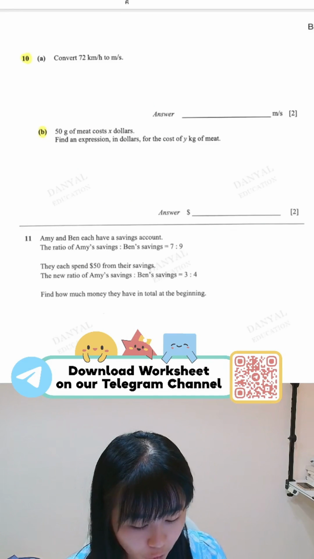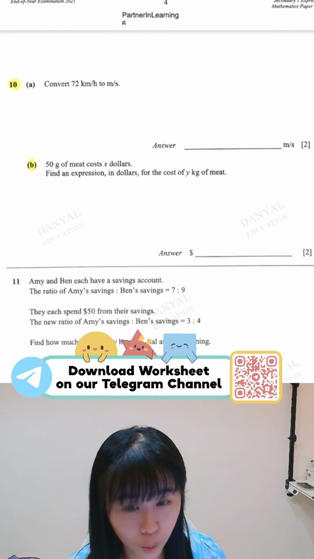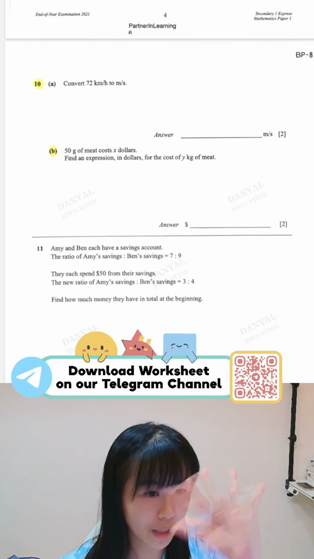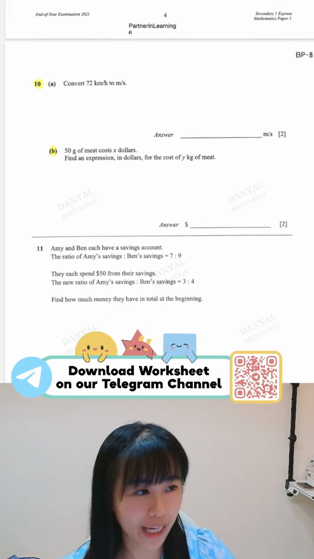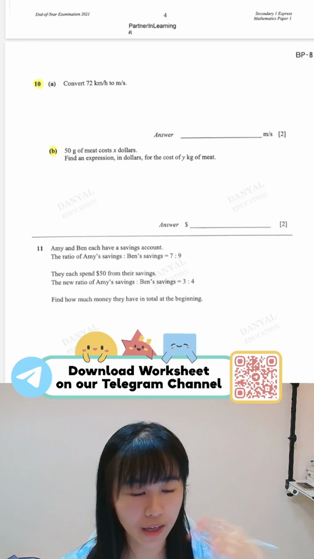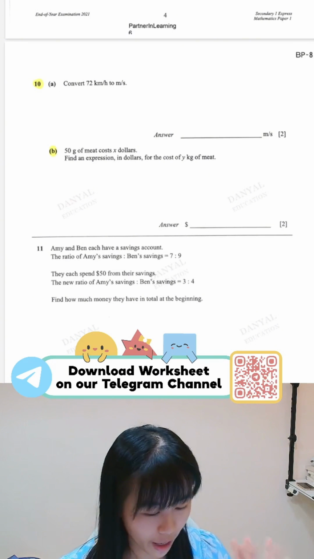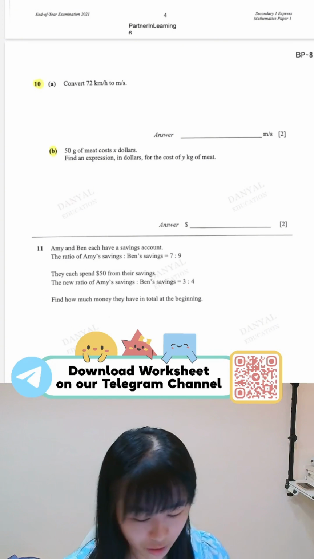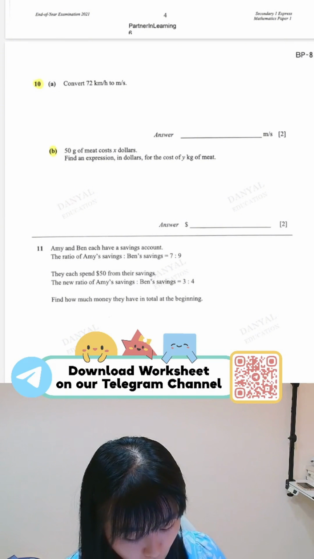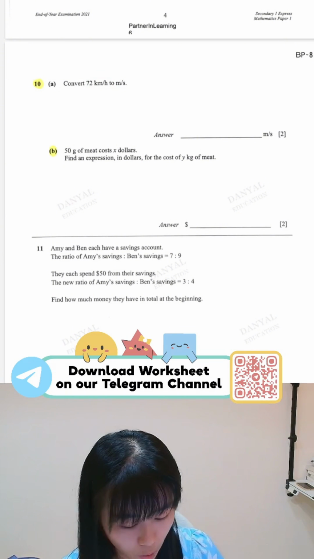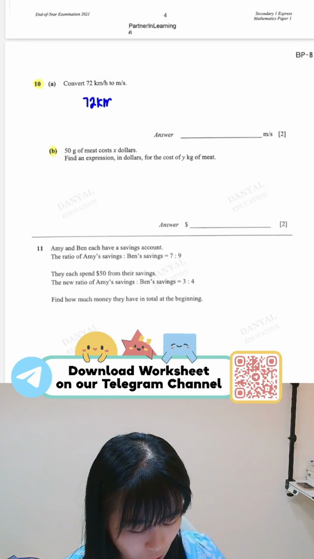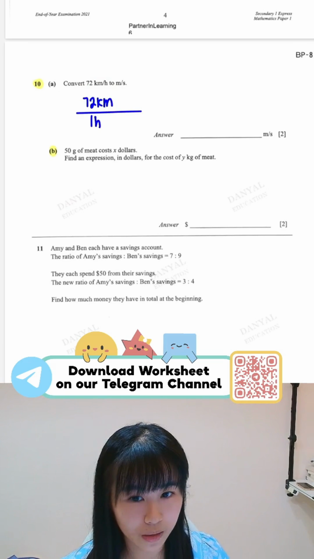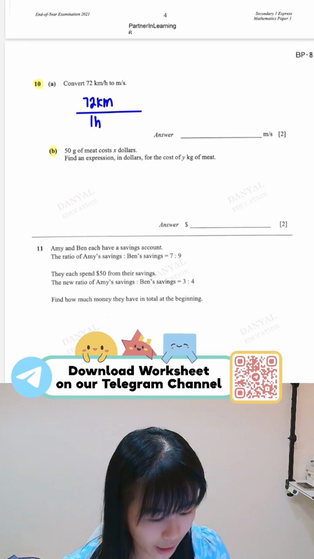Okay, we have to convert 72 km per hour to meter per second. I know that some of you do it in other ways. Some teachers also teach in other ways, long way, short way also have. But I want to teach you all the shortest way. So what I will do is 72 km per hour, right? 72 km per hour is over 1 hour. Like this. Then straight away one step you can get the answer.